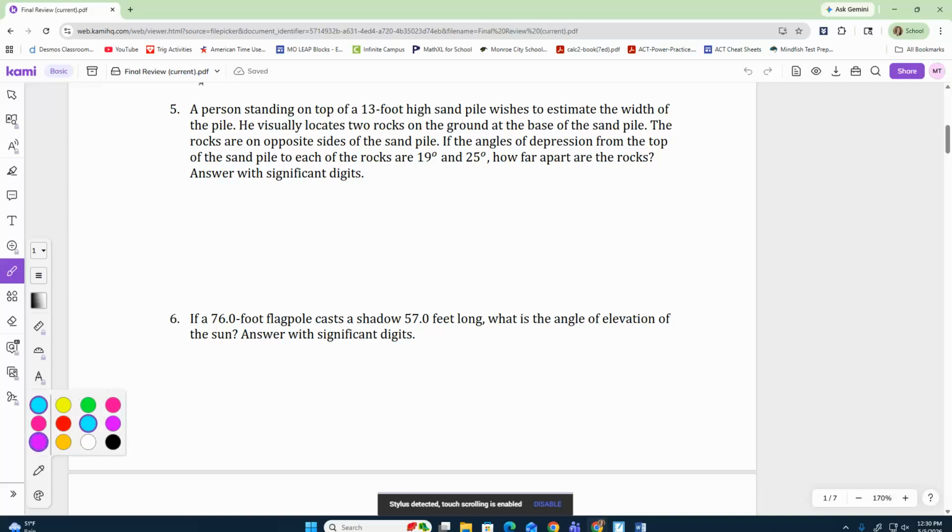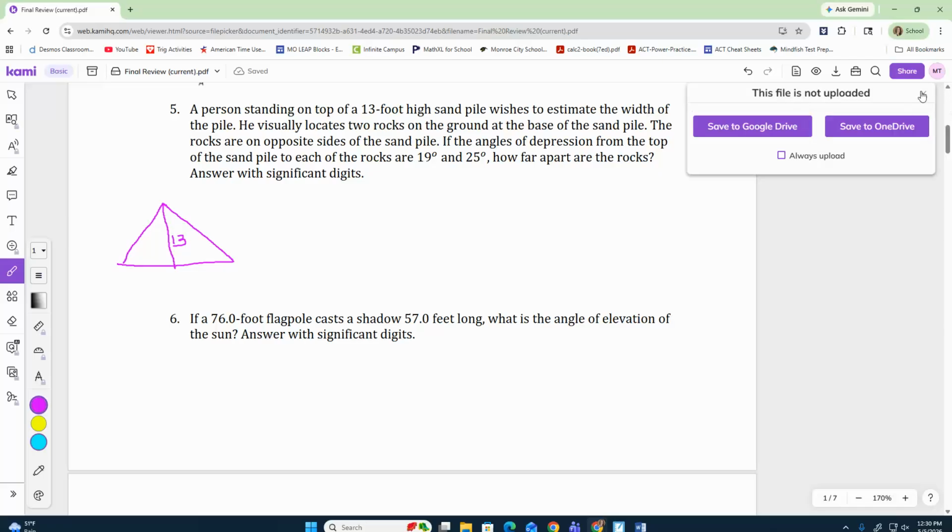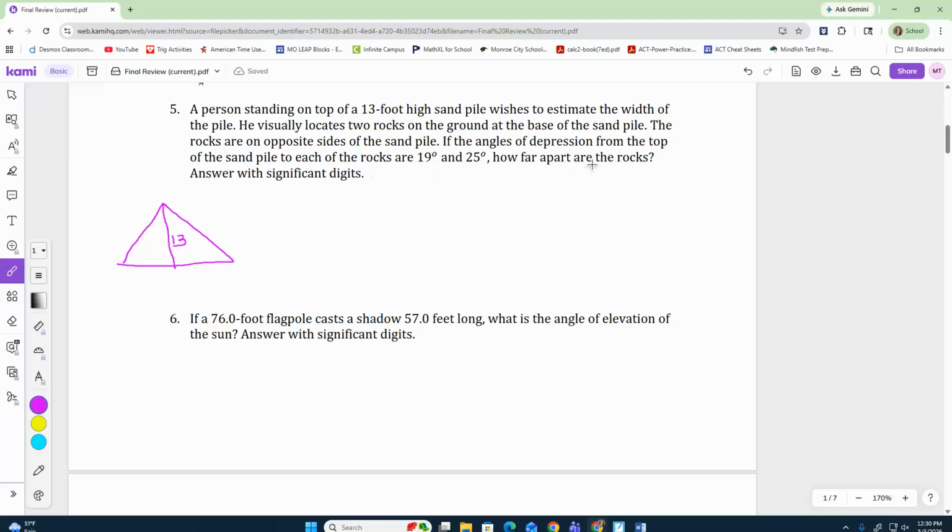So, number 5 says we have a person standing on top of a 13-foot high sand pile that wishes to estimate the width of the pile. So, whatever this might look like, the height is right here. He visually locates 2 rocks on the ground at the base of the sand pile. The rocks are on opposite sides. So we've got a rock over here, a rock over here. And remember, he's standing up at the top.